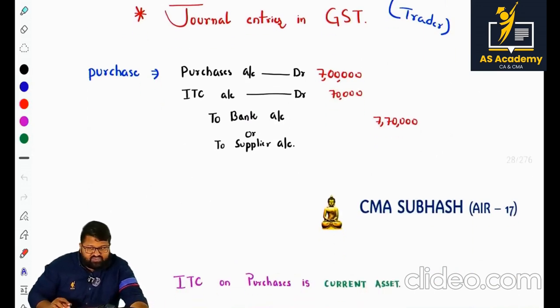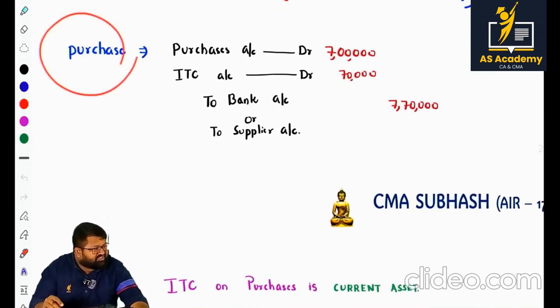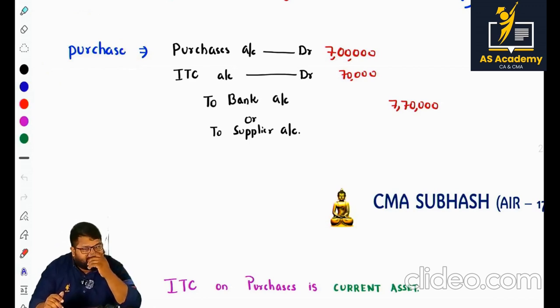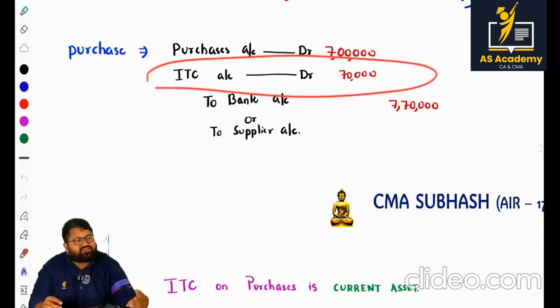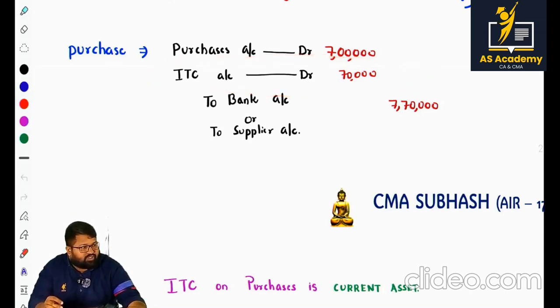Is it clear with the entries? First, at the time of purchase, what is the GST entry? Purchases account debit, ITC account debit, to bank or supplier, whether you are making a cash purchase or a credit purchase. What is the reason for debiting this? It is an asset for us. We paid it, and in the future we can recover it or adjust it.